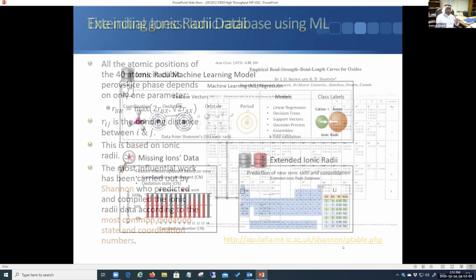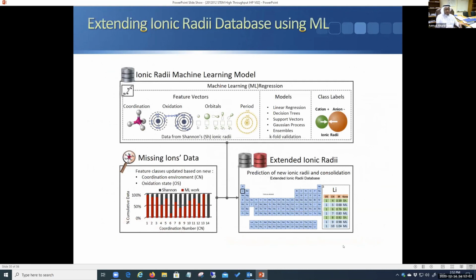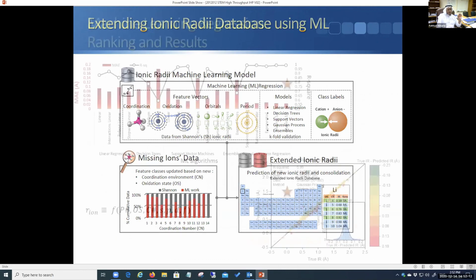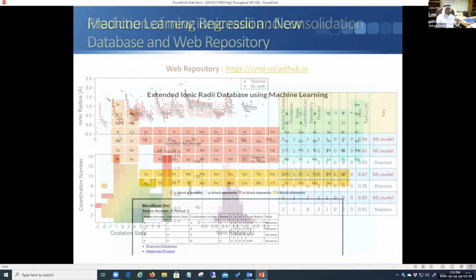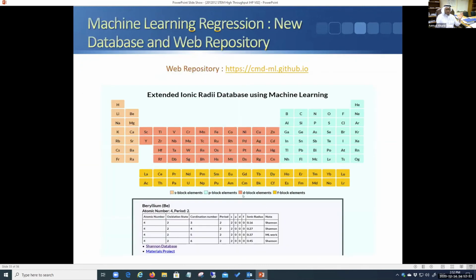So for that, we applied a machine learning prediction or regression model to predict the ionic radii from the coordination, oxidation state, orbitals, and the period. The work is in the process of publication, and we get an accuracy of less than 3 picometers in predicting the ionic radii. We use this in our calculation, and to show how that's implemented, I will skip this. By the way, our model is already online. If somebody is interested, you can go there and apply it.